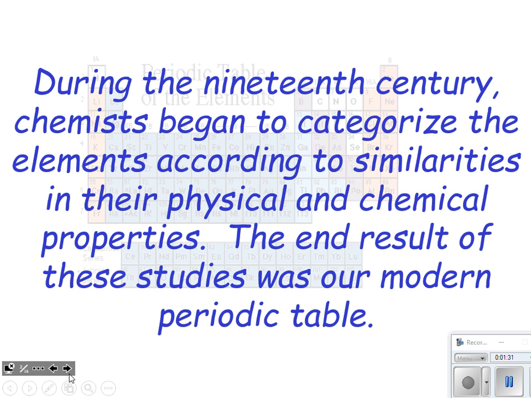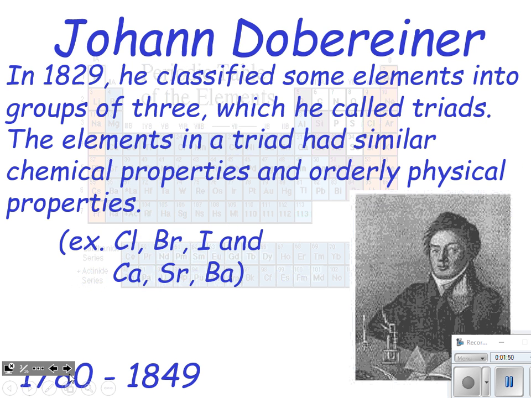Now, the history of the modern periodic table. In the 19th century, chemists began to categorize the elements according to their similarities, the physical and chemical properties. Johann Dobereiner said that he's going to classify these elements into what he called triads. He called them triads because they had similar properties.